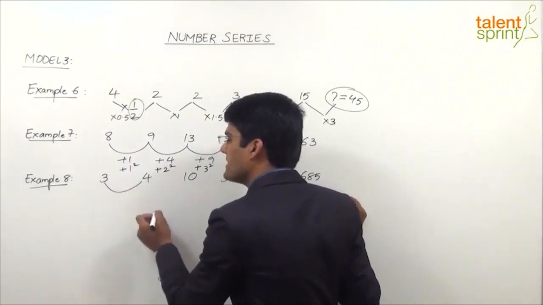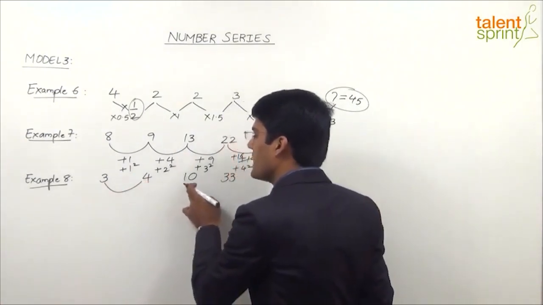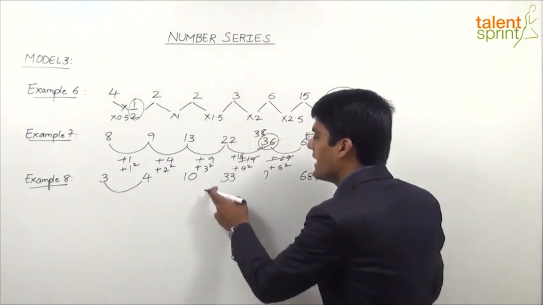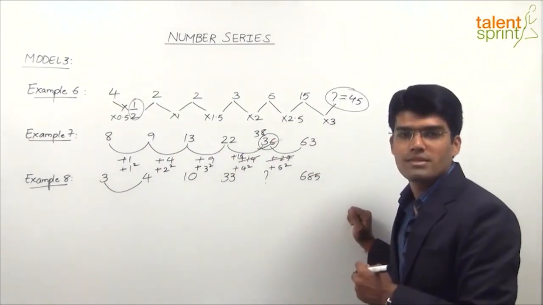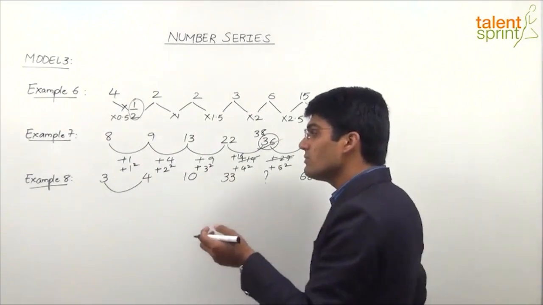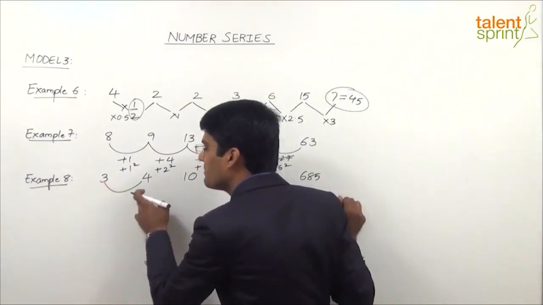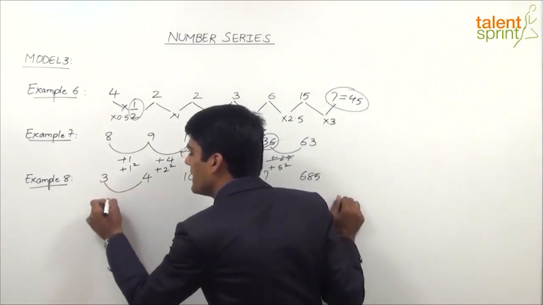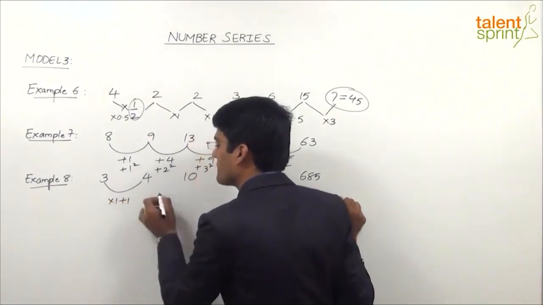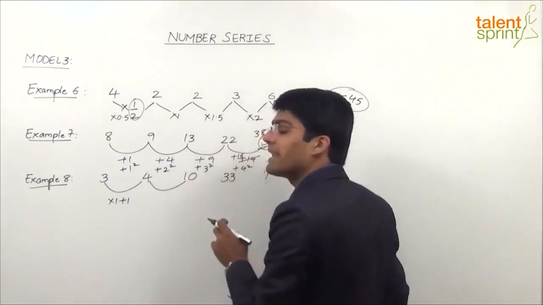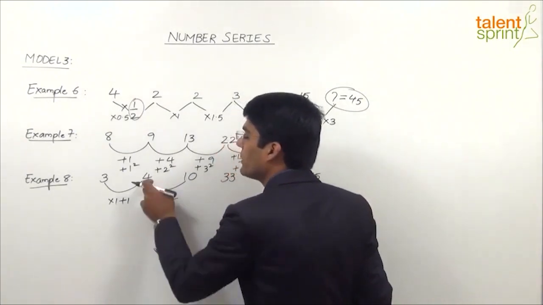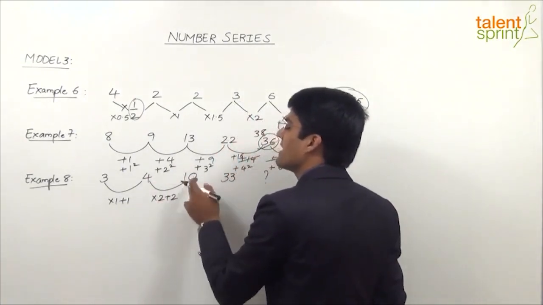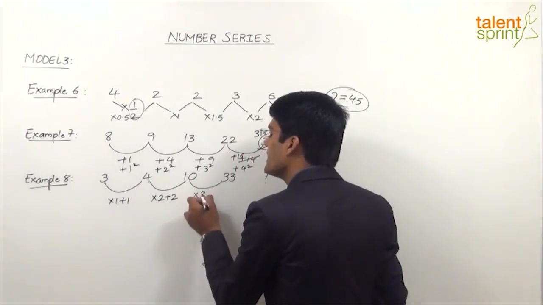3 and 4, we see that the difference is 1. 4 and 10, the difference is 6. 10 and 33, the difference is 23. So the differences here in no way form a probable logic. But then if you try to think divergently, for example 3 plus 1 is 4, but that can be taken as 3 into 1 plus 1. 3 plus 6 is 10, but that can be taken as 4 into 2 plus 2. 4 into 2 is 8 plus 2 is 10. Likewise 10 into 3 plus 3.